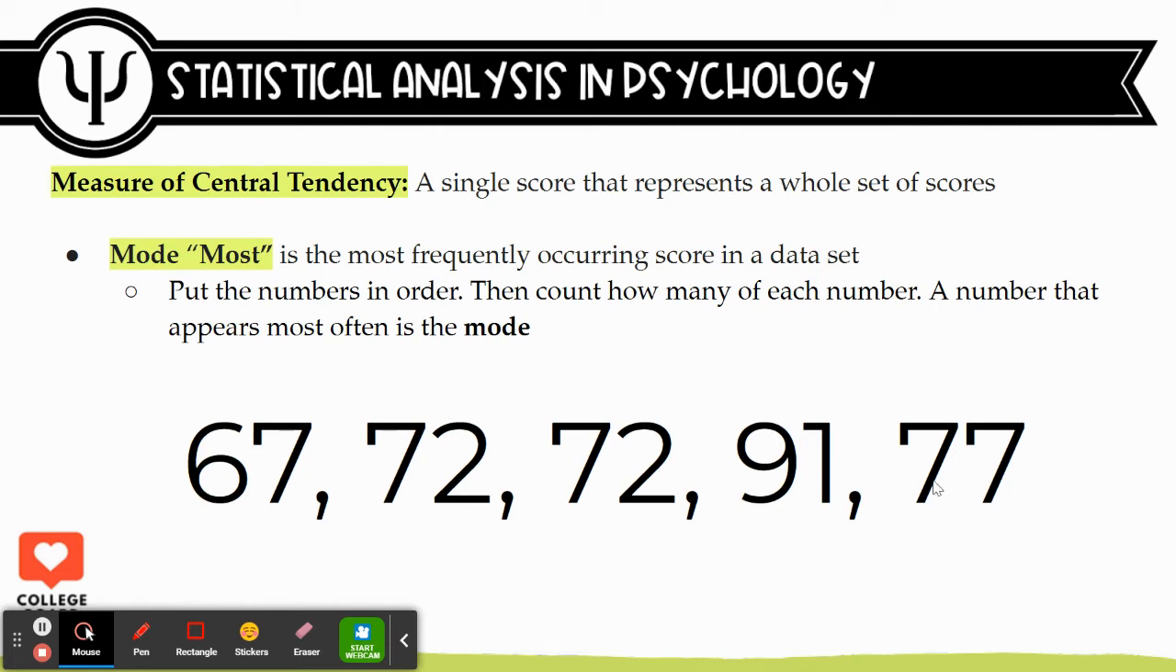So let's say this was 20 numbers long. If we had 67 in there 10 times, then you would say, okay, 67 is 10 times. Maybe 72 is twice, 91 is 3, and so on. You would use that information to help determine what that most occurring number is.